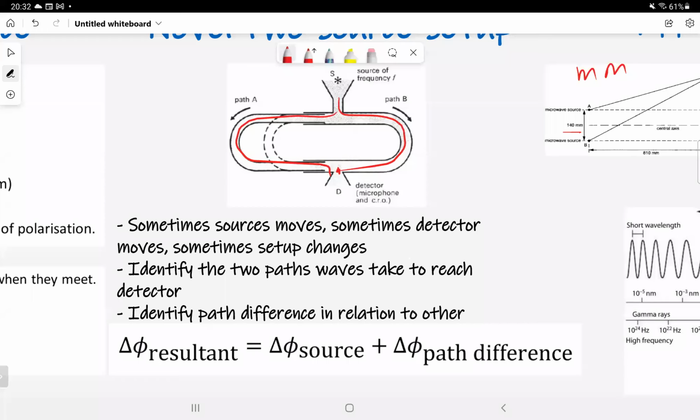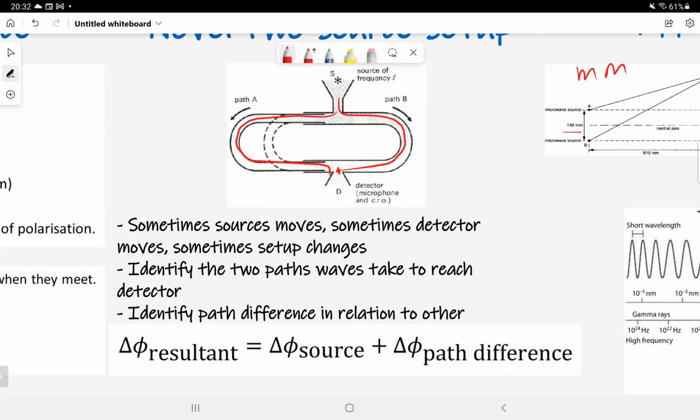If the conditions are right, they contribute like a source. Here we have no phase difference at the source because it's one source. So only the path is contributing phase difference. So when the path difference is equal to a whole number of wavelengths, for example, 2 lambda, 3 lambda, you get constructive interference.